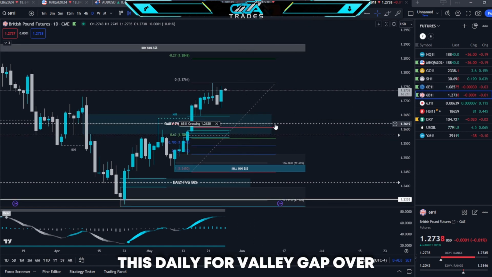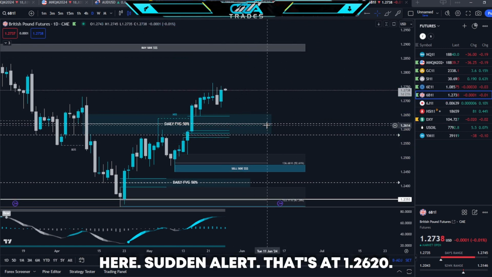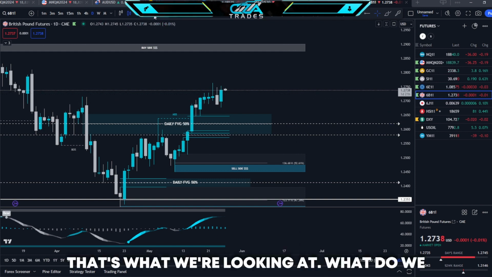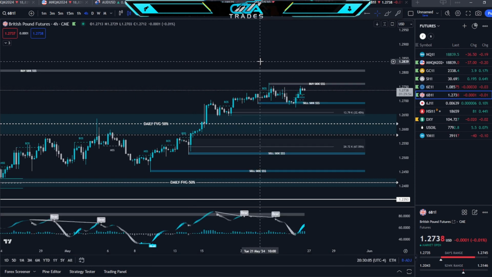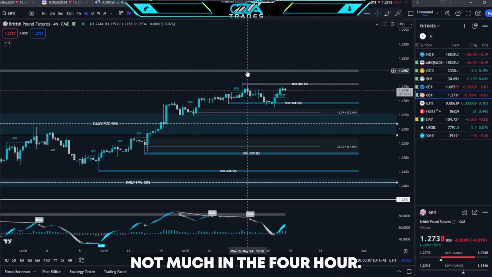You also have this daily fair value gap over here. Set an alert. That's at 1.2620. That's what we're looking at. What do we see on the 4 hour? Not much in the 4 hour.